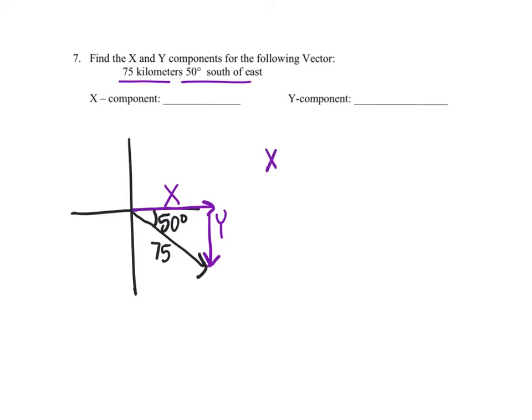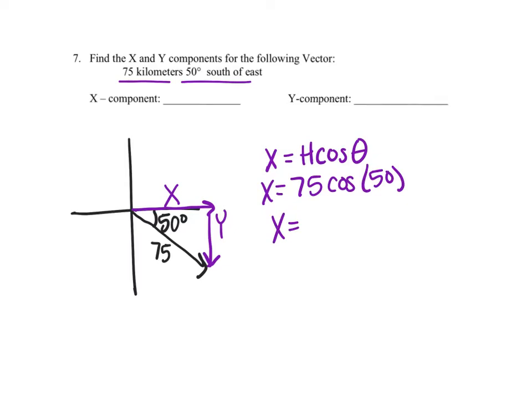For this question, x is touching our angle of 50, so that is our adjacent side, so we're going to use cosine to find that. It's going to be your hypotenuse times cosine of your angle, so we have 75 cosine of 50 degrees for the x value. Then x will equal 48.2 when we work that out. So for the x component in the blank, we're going to write 48.2. We're going to leave this as a positive 48.2 because this vector is going east.